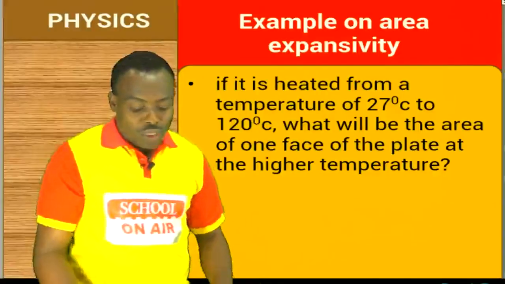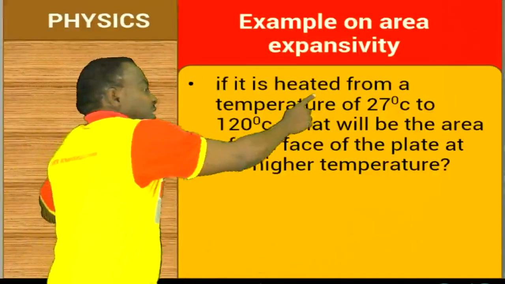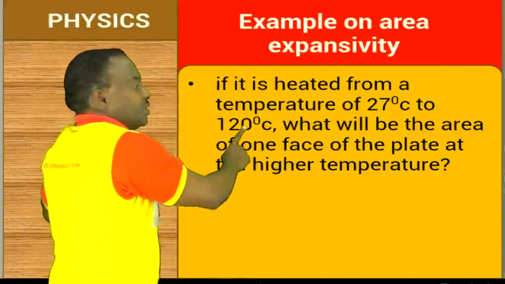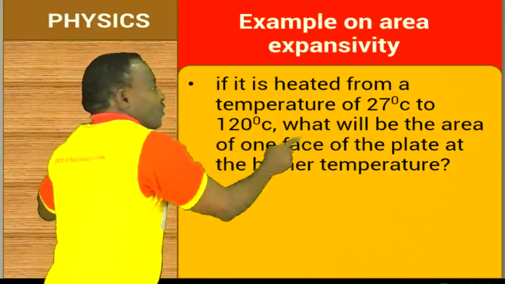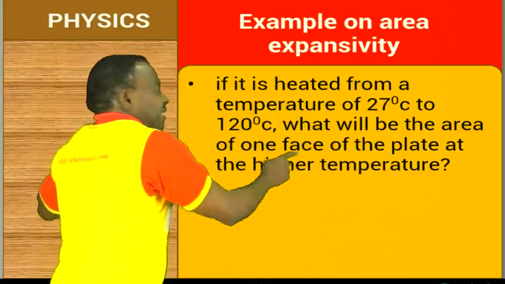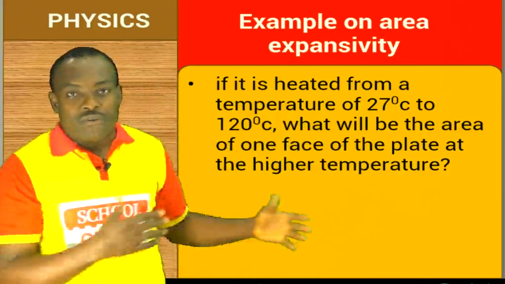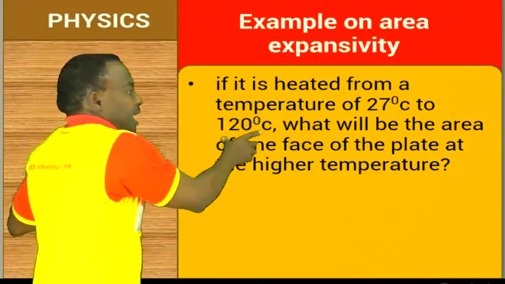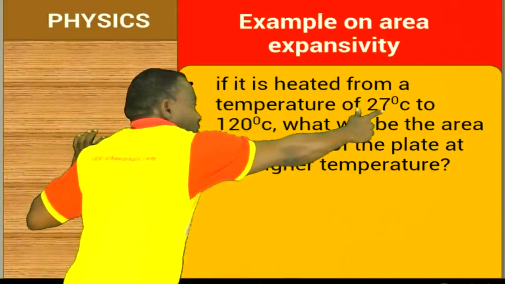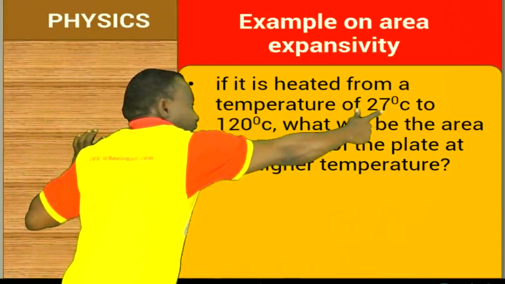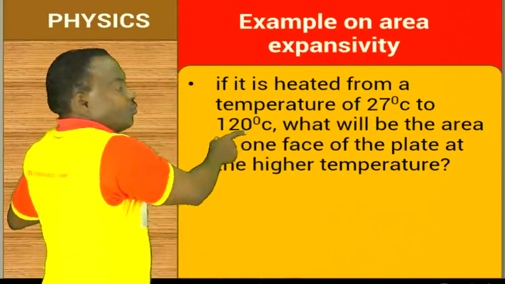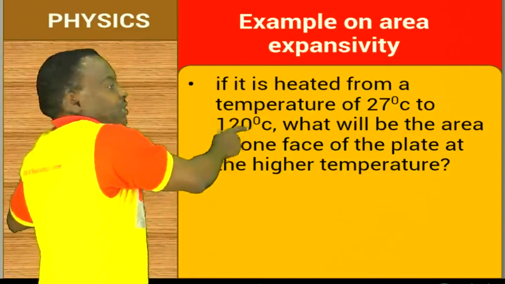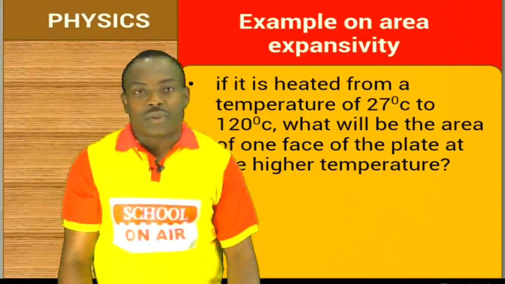What are we now going to do? The question is telling us that if it is heated from a temperature of 27 degrees centigrade to 120 degrees centigrade, what will be the area of one face of the plate at the highest temperature? The highest temperature from the question is 120, as you have seen here. This was the initial temperature of the material before the expansion took place. Now this is the new temperature. Definitely at this temperature, what will be the expansion that has taken place? That is what the question is telling us to calculate.